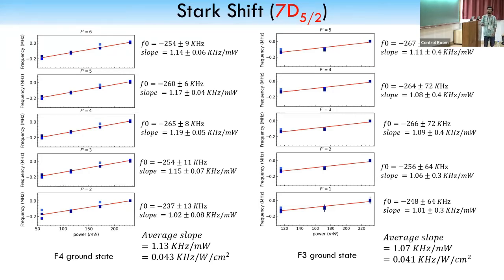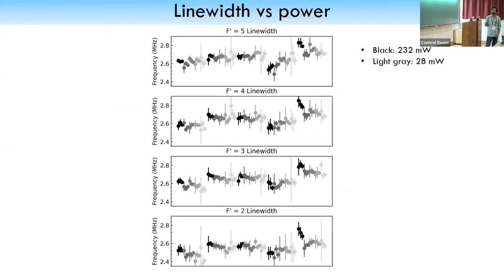So for the peak separation, this does not have any effect. But if someone wants to measure the absolute frequency, then they need to take care of this Stark shift. And this is the line width of each of these transitions as we change the laser power. We have to check whether that is changing, but there is no such significant change in the line width.